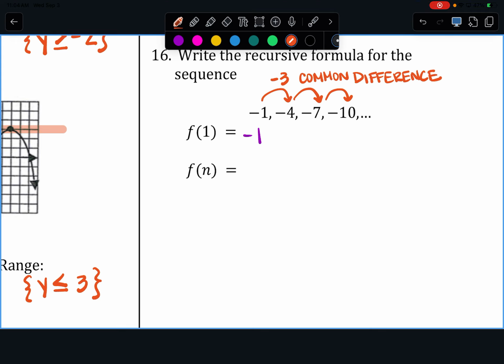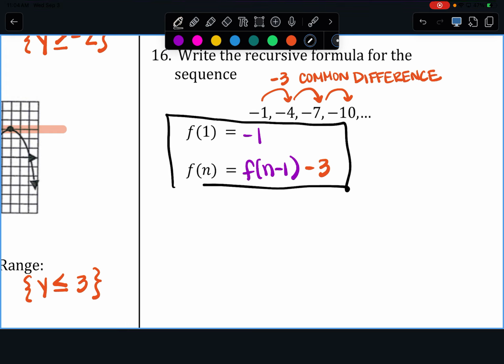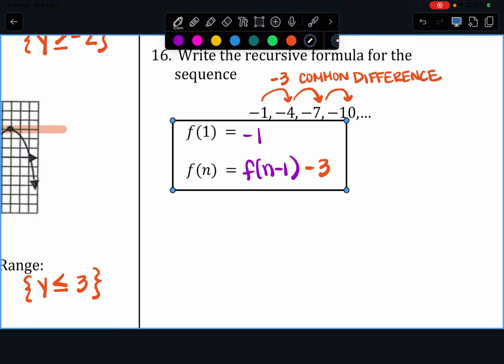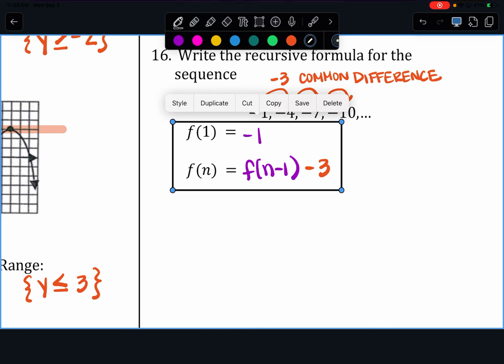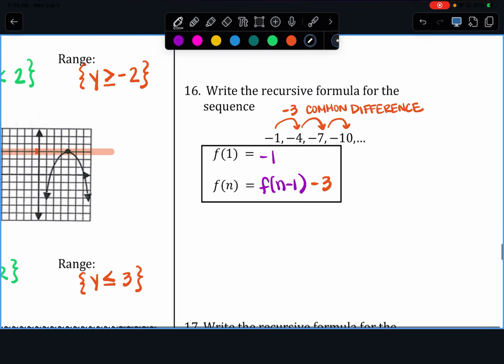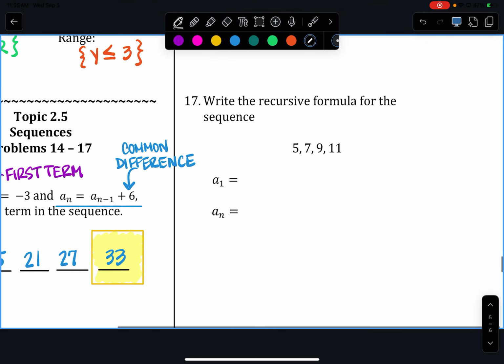Our common difference is that we're subtracting 3, which means to finish off the formula, it's going to be f of n minus 1, because that's just how you write it for the function notation rule, and then -3 at the end for your common difference. Right? And all of that is the recursive formula for this sequence, telling the reader what the first term is, and then telling them what the rule is, so they could create the sequence on their own if they wanted to. Okay. All right, last one.